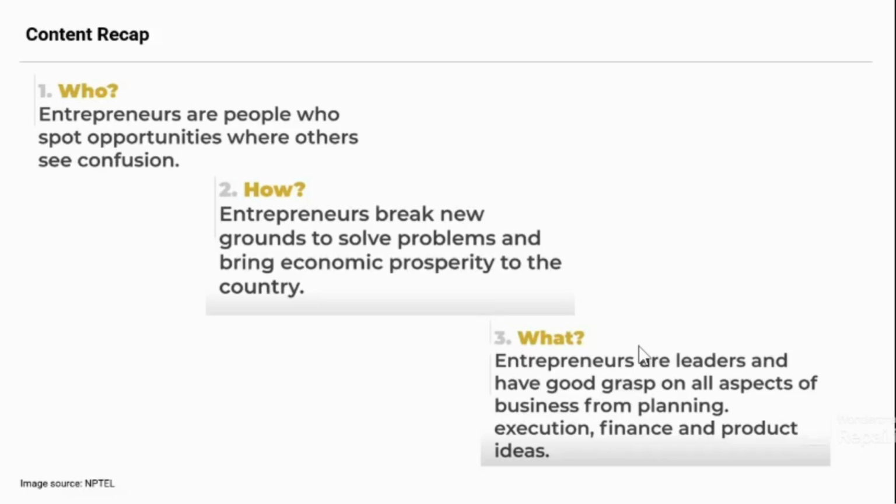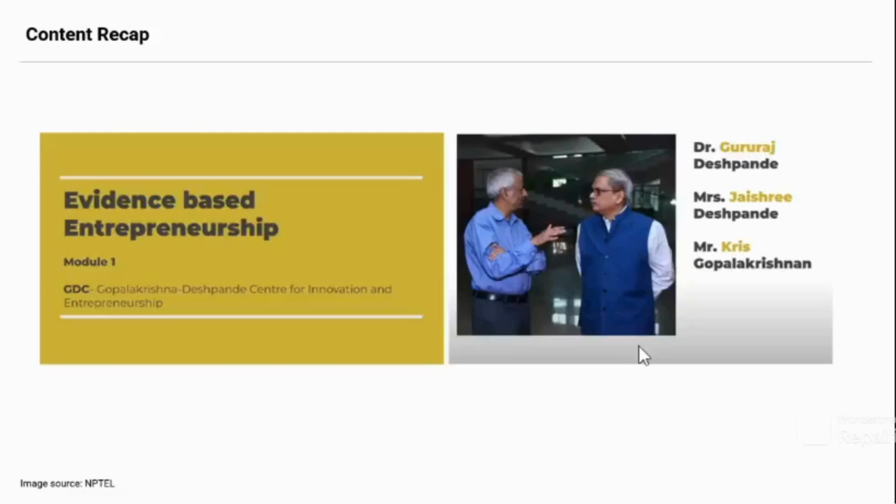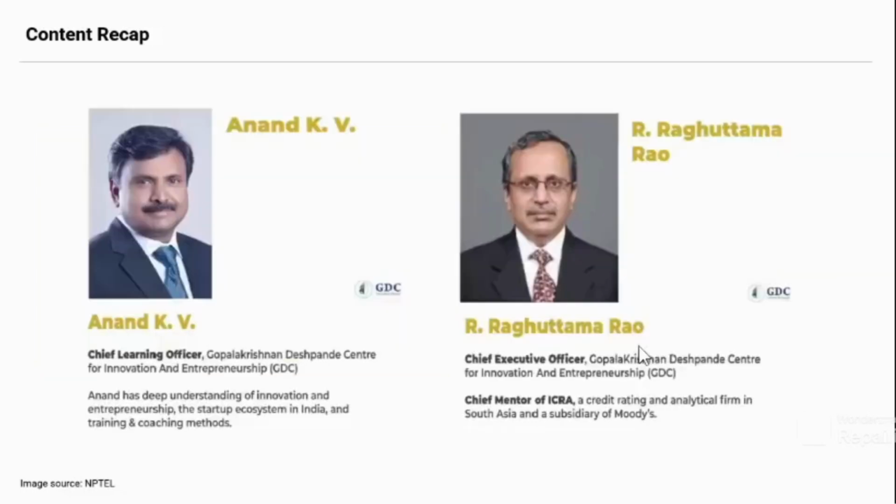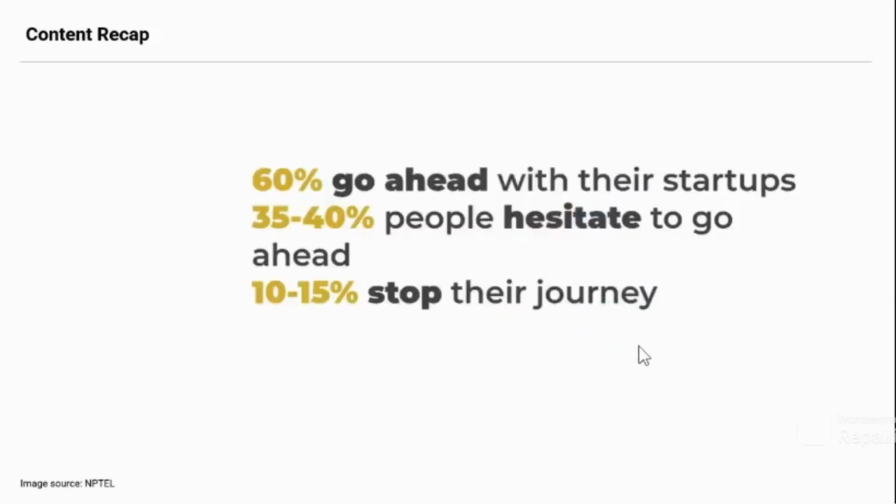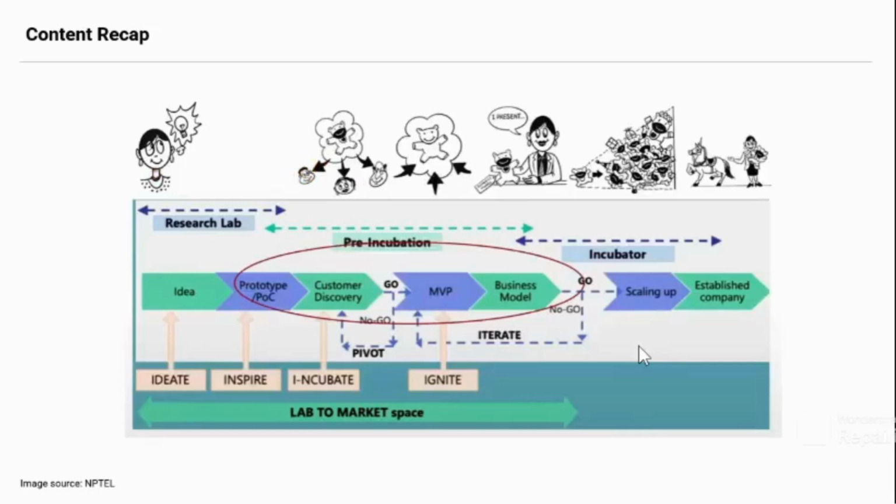The content was about who entrepreneurs are, what they do, how they do it, and things around it. And then they started informing about the Gopalkrishna Deshpande Center, GDC, for Innovation and Entrepreneurship. There were these two legendary people who talked in this particular week one lecture, Mr. Anand KV and Mr. Raghuttam Roy, and they were telling about certain information from their GDC journey, of how many startups they proceeded ahead with through their programs of incubate and hi-incubate. This is the journey which they were telling about, and what they have introduced between the research lab and the incubator aspect.